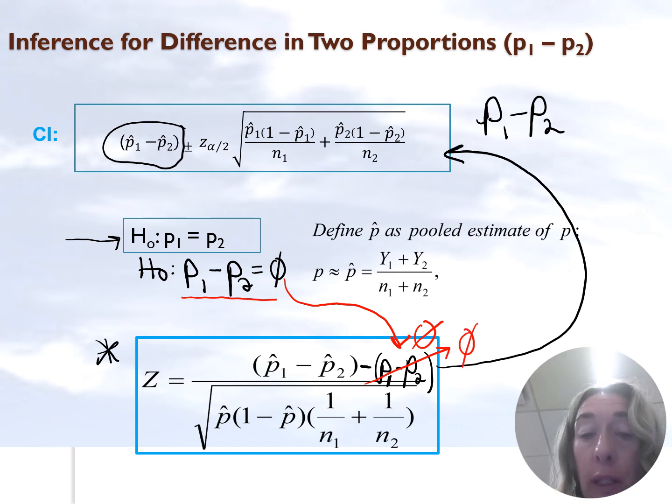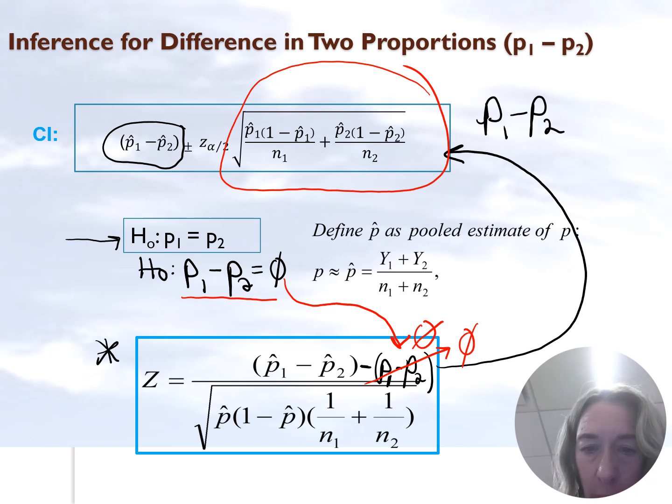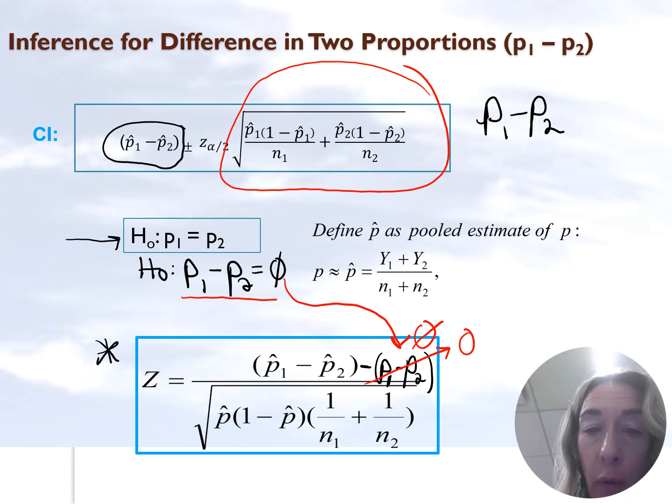Now under the radical in the denominator, you'll notice that it has a similar look to what's under the radical for the confidence interval. But what you'll notice in the denominator here is that we have a new quantity simply called p hat. P hat times 1 minus p hat, and then times 1 over n1 plus 1 over n2.